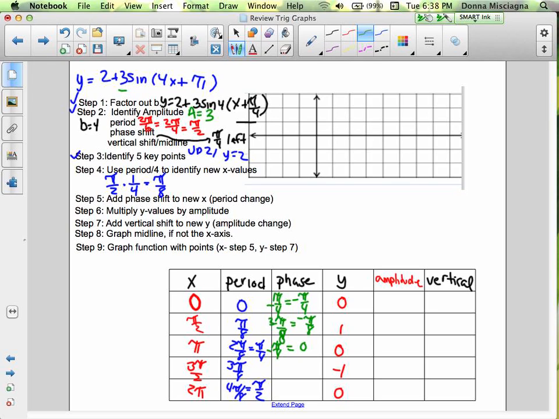3 pi fourths minus pi fourths is going to, wait, what am I, oh, excuse me, pi fourths. And, oh, wait a second, that's not 3 pi fourths. I got thrown off by changing the 2 pi eighths to pi fourths.